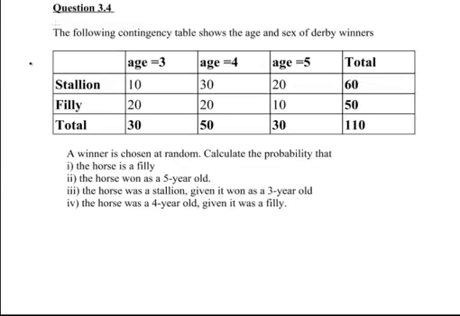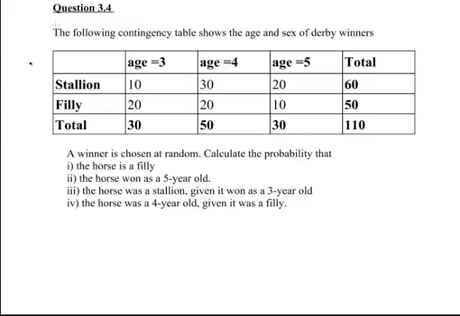This is a contingency table question, and what we have here is a sort of frequency table of the ages and sexes of Derby winners, horse race winners. So we have stallions and fillies, or otherwise males and females, and we have the ages of each: 3, 4, and 5. Now, I think it's just sort of a contrived example.